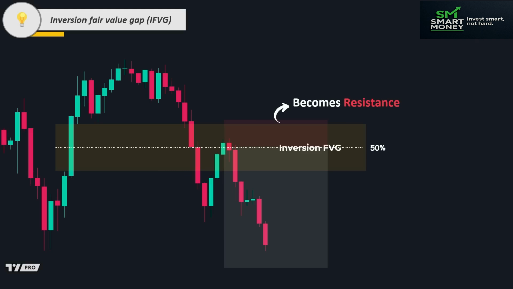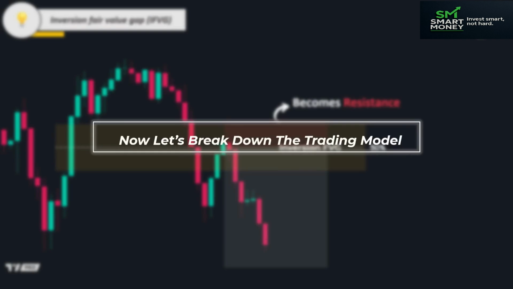That's exactly why highlighting inversion fair value gaps on your chart is so important. They give you valuable clues about where price is likely to go next. Now, let's break down the details of our trading setup and see exactly how to execute trades using this model.